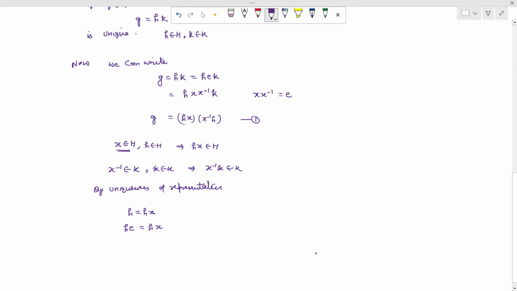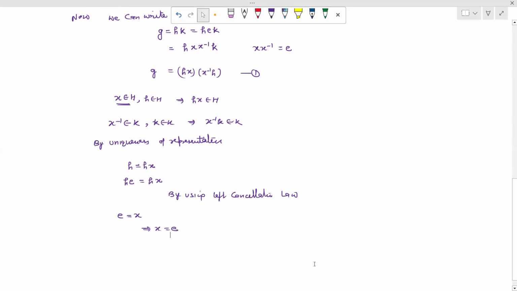Now by using the left cancellation law, this can be represented as e is equal to x. So we can say that x is equal to e.